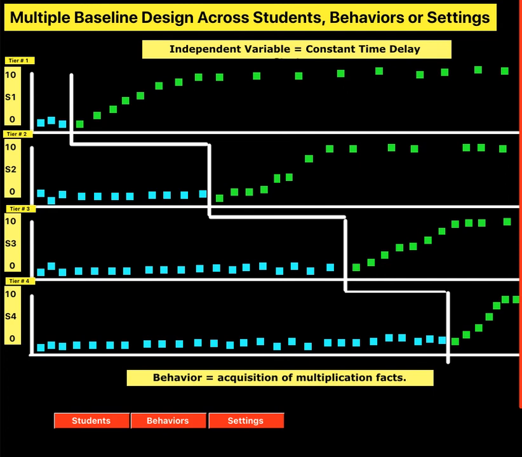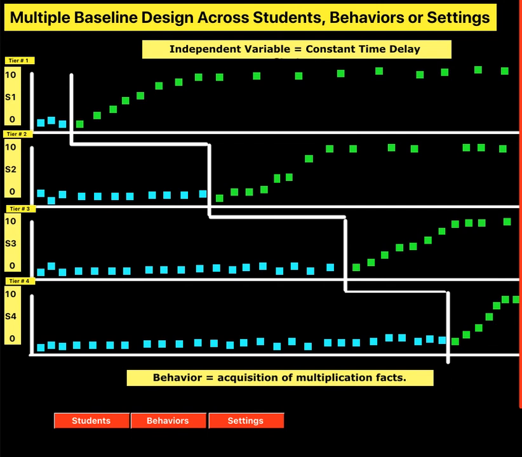It demonstrates very strong experimental control that the independent variable, the constant time delay, is responsible for the change in the dependent variable, which is the acquisition of multiplication facts. And the reason is that only when the intervention was introduced did data move in a therapeutic direction.